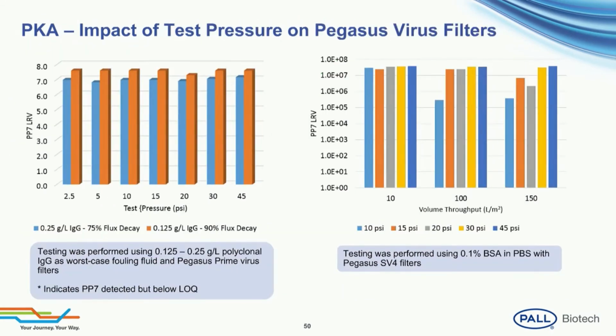Let's look at impact of test pressures on Pegasus virus filter. So this data indicates that Pegasus Prime has a very broad design space in terms of operating pressure, demonstrating over 6 log reduction of PP7 clearance over a test pressure range of 2.5 psi to around 45 psi. Similarly, with the Pegasus SV4 virus filters, you can see over 5 log reduction of PP7 even at the low pressure, which is the worst case, like 10 psi.